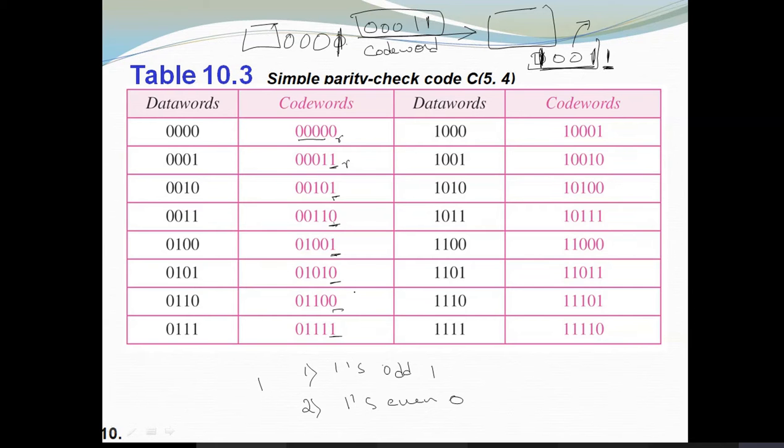According to table 1, d min was equal to 2, so you can detect only a single error. According to this table, C5 comma 4, what does C5 comma 4 indicate? Code word. The length of the code word is 5, and the number of data bits is 4. That is the meaning of C5 comma 4. It can detect only one error.